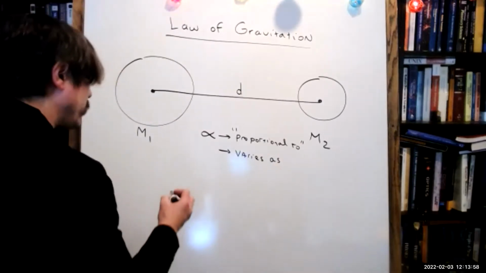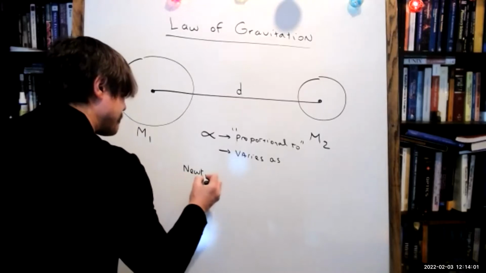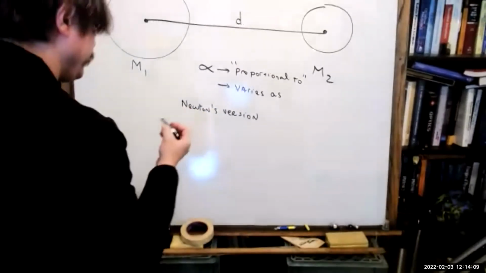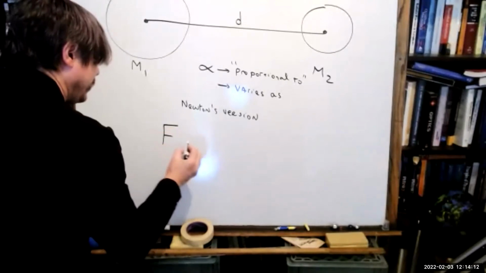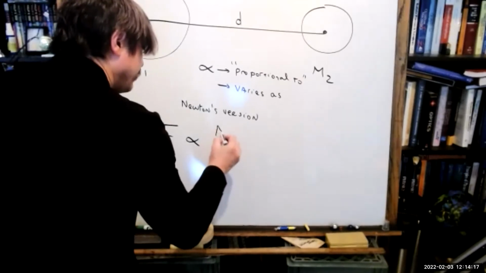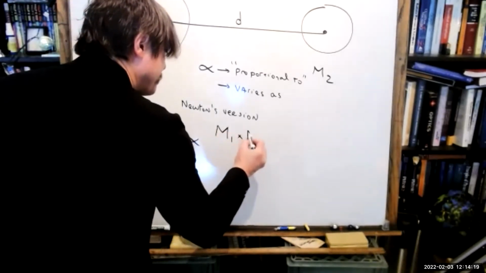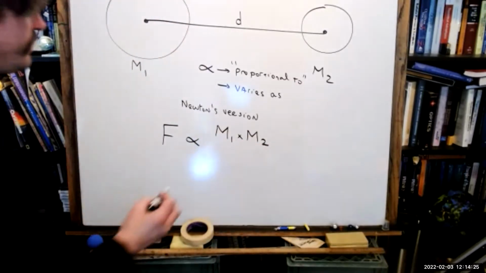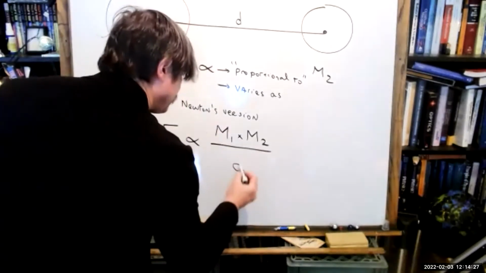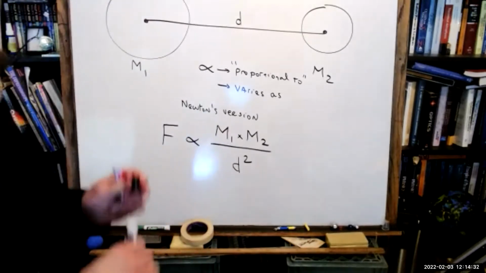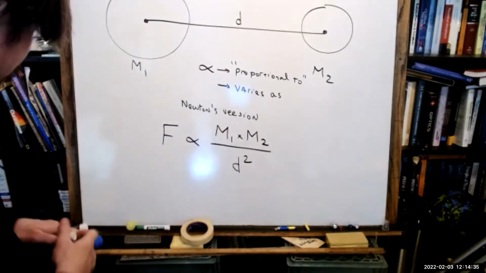All right. So Newton's version, the one that he spells out for us in the Principia Mathematica, is that the force of gravity is proportional to the product of the two masses, which means m1 times m2, but inversely proportional to the square of the distance. And we're going to write out those words because they matter.